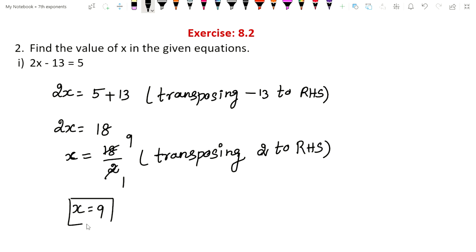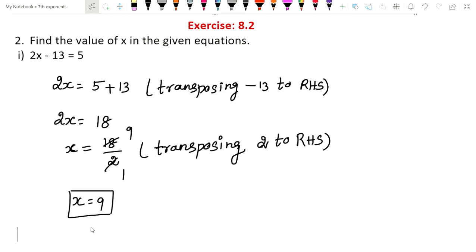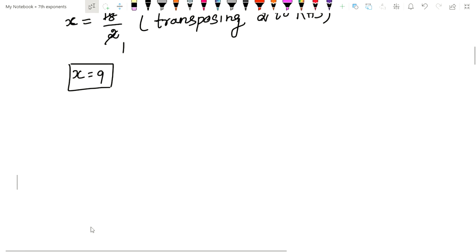What is the value of x, children? X equal to 9. X equal to 18 by 2. When we divide this, what we are getting? 9. So x equal to 9. This is the answer. Okay. See the next one.